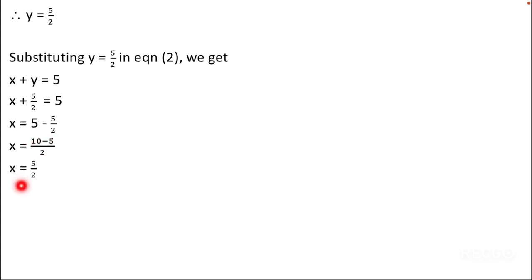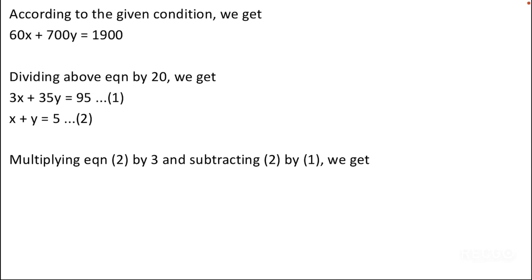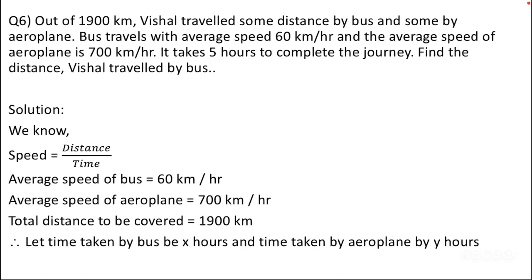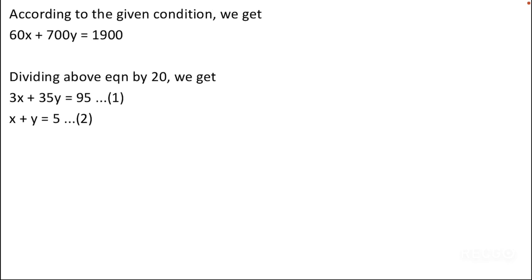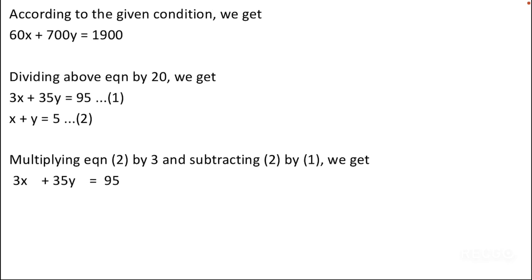So now we are getting x and y both as 5 by 2, but we want only x. Why? Because we want to find the distance of the bus. You can see over here they are asking us to find the distance travelled by the bus. So since we want to find the distance travelled by the bus, we will take the time taken by the bus, and the time taken by the bus is x. So we will take the value of x. Even though x and y are the same here, in some question you may get x and y different, so you have to be careful. Okay, so over here we will take the value of x.